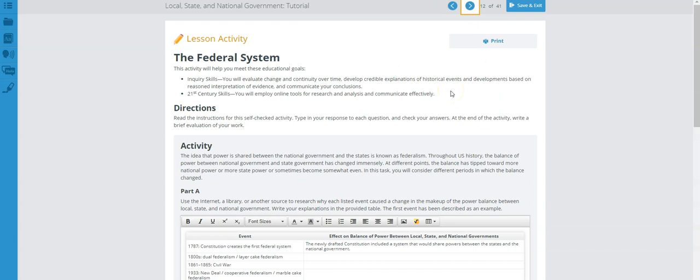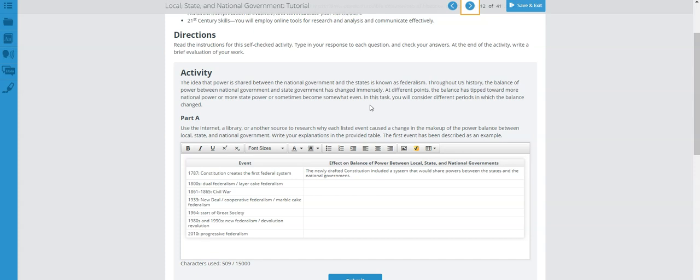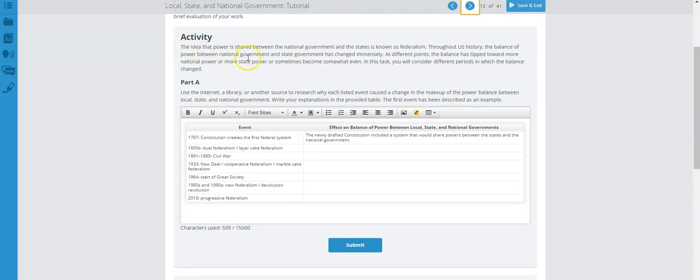We are now moving on to page 12 of the local, state, and national government tutorial. And this is the lesson activity, the federal system. Let's read some of the directions so you'll know exactly what to do here. Read the instructions for this self-check activity, type in your response to each question, and check your answers. At the end of the activity, write a brief evaluation about your work. Let's read the activity part here.